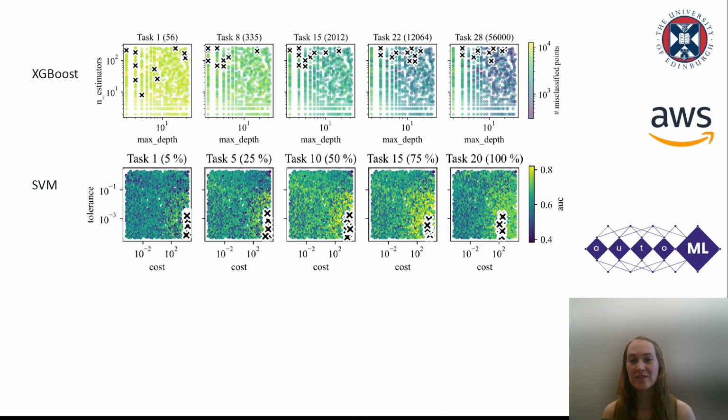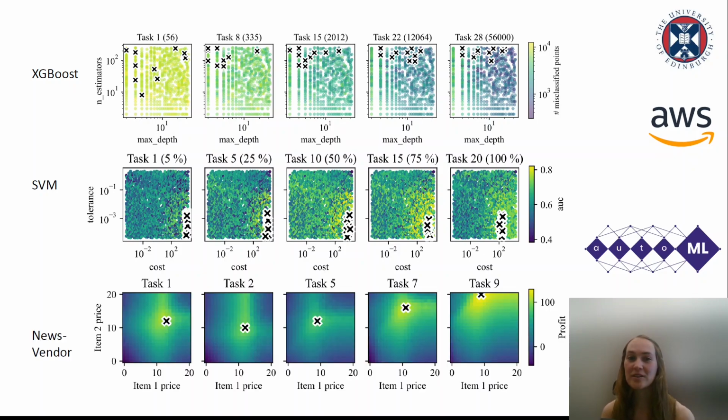In total, we consider 9 different hyperparameter optimization, or HPO, benchmarks with elastic nets, approximate k-nearest neighbor, and random forests, as well as XGBoost and support vector machines. We also consider a pricing optimization problem, where we also see this gradual change in the optimal value.